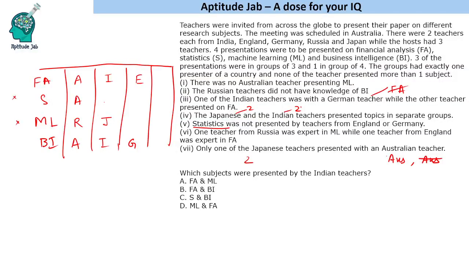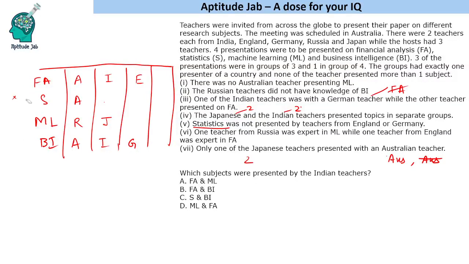Now the second one is that there should be one German teacher who should not be with an Indian teacher, right? Because one of the Indian teachers is with a German teacher, that does not mean that both Indian teachers will be with the German teacher. So now the German teacher cannot be here, right? German teacher cannot be here.